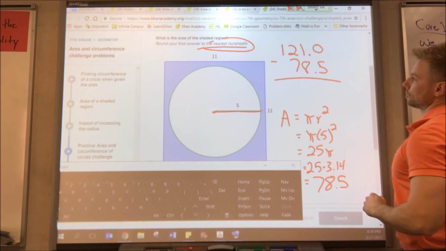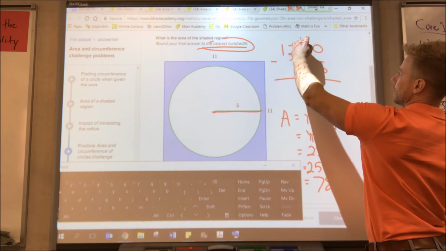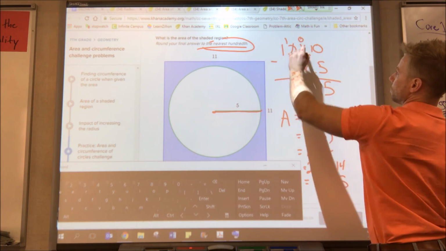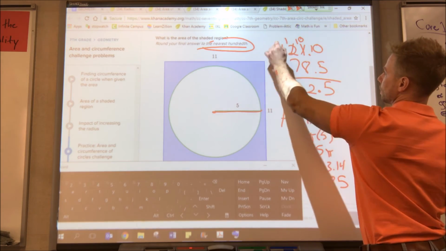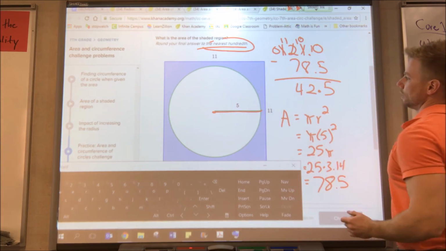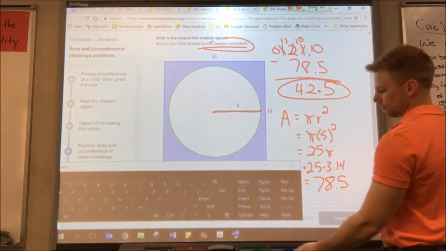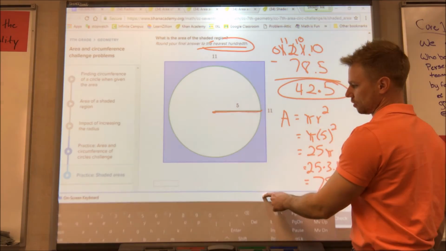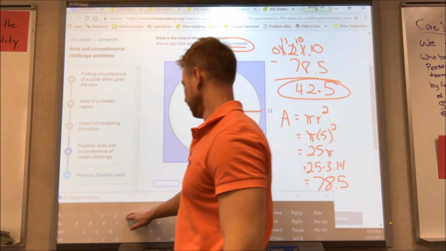When you subtract, make sure you line up your decimals. We're going to have to borrow, put our decimal in place. We're going to have to borrow again. We get 42.5. So that shaded area around the outside is 42.5.